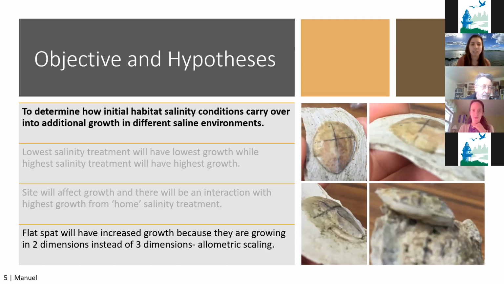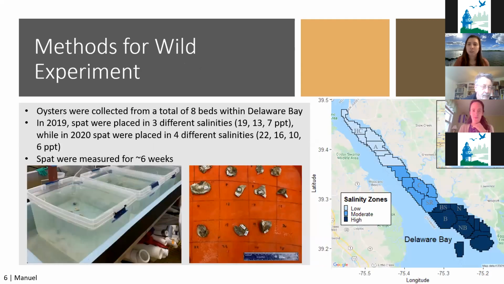So I designed 2 types of experiments to answer these hypotheses. My first type of experiment I will refer to as the wild experiment. As the name suggests, spat were collected from the wild and placed into experimental laboratory salinities. In 2019, spat were collected from 3 different beds covering the high and moderate salinity zones. They were crossed into 3 salinity treatments that corresponded to salinities experienced in each salinity zone. In 2020, spat were collected from 7 different beds covering high, moderate, and low salinity zones, so from the whole bay. And they were crossed into 1 treatment that corresponds to the high salinity zone, 1 that corresponds to the moderate salinity zone, and then 2 that corresponded to the low salinity zone, for a total of 4 treatments. For both of these experiments, spat were measured in length and width for 6 weeks.